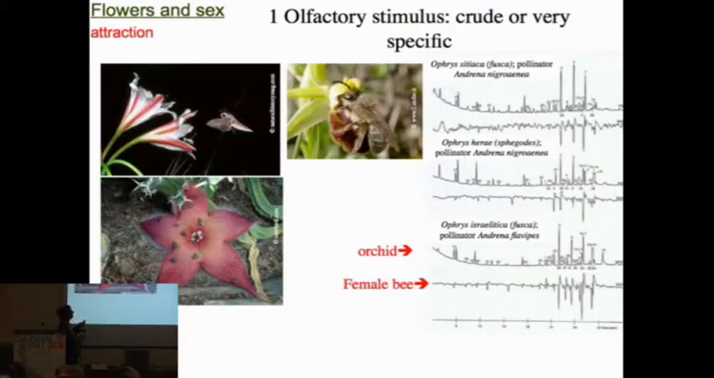A very specific sort of scent system has evolved in certain orchids that are pollinated by male bees. I'll speak a bit more about that later, but what is interesting is that the orchids reproduce the same scent as the sexual pheromones of female bees to attract the males. So these are different species, and that shows, in fact, the gas chromatography of the different chemicals that make up the scent.